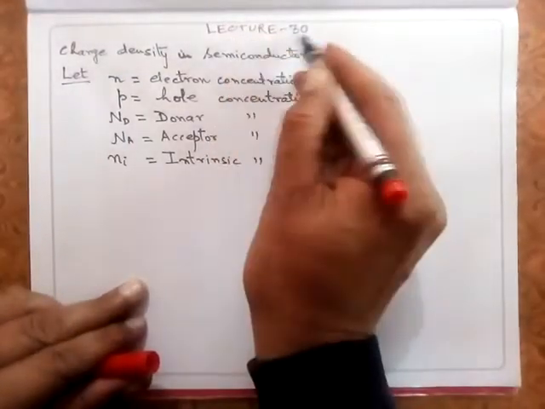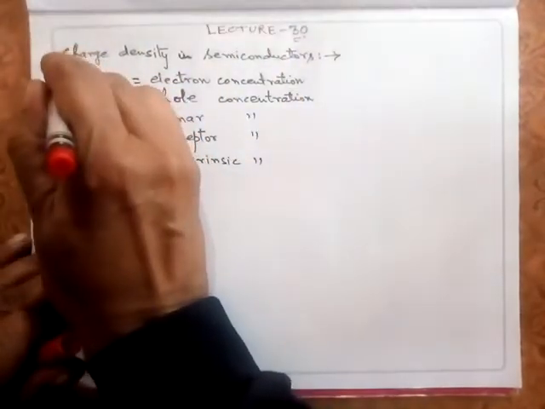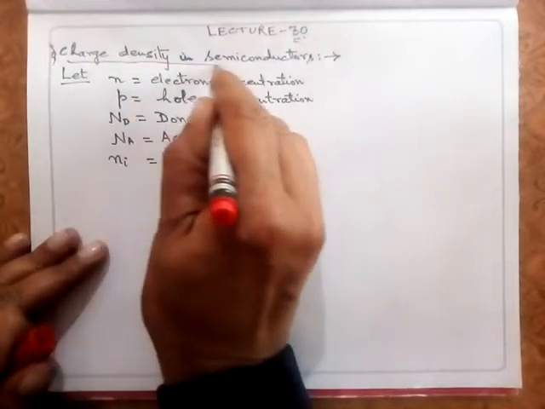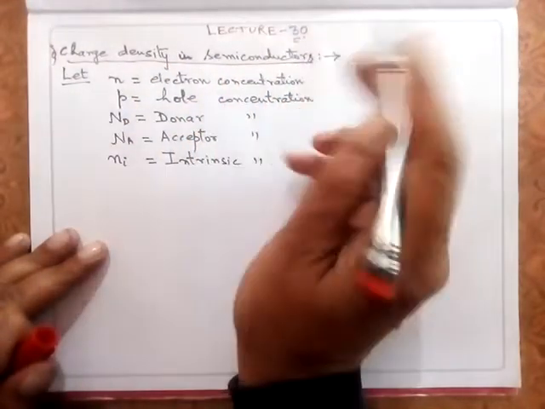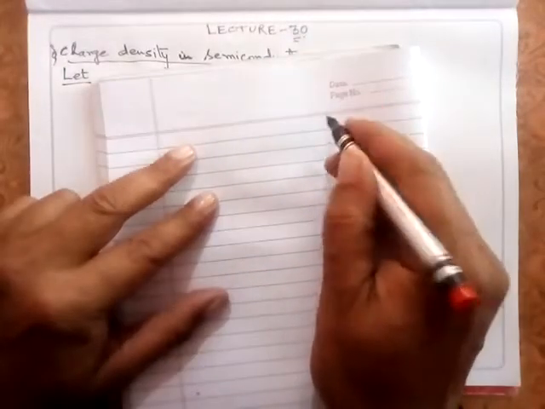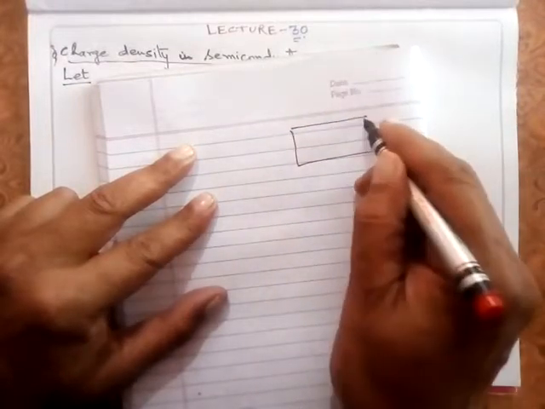So in this 30th lecture, I'll discuss the topic of charge density in semiconductors. Now, the aim of this topic is to understand what charge densities mean. Suppose you have an intrinsic semiconductor or extrinsic semiconductor.